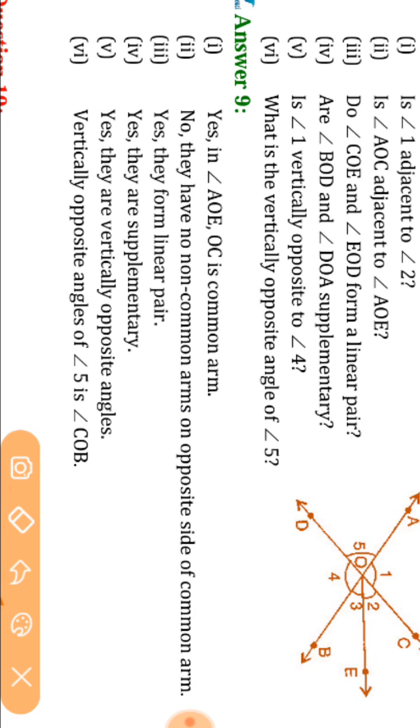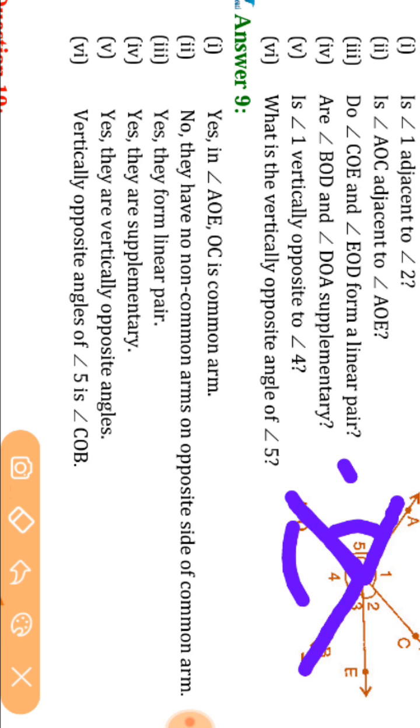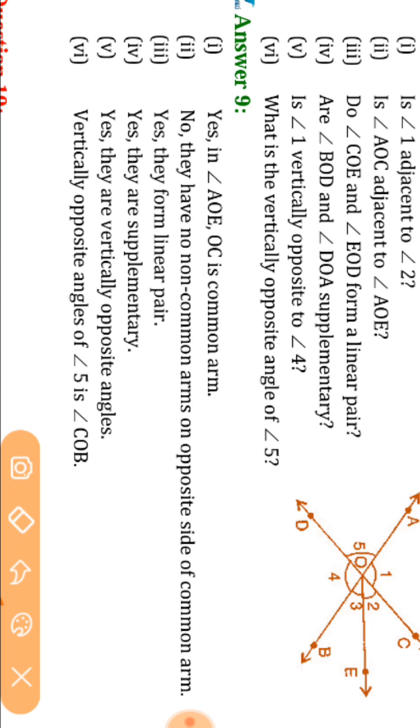Next question. Are BOD and DOA supplementary? Where is BOD? Here. We have to see the diagram; without the diagram we can't do it. BOD and DOA: one here, one more here. Yes, they are supplementary. If you add both, it gives a line, which means it is 180 degrees only. 180 degrees means supplementary.